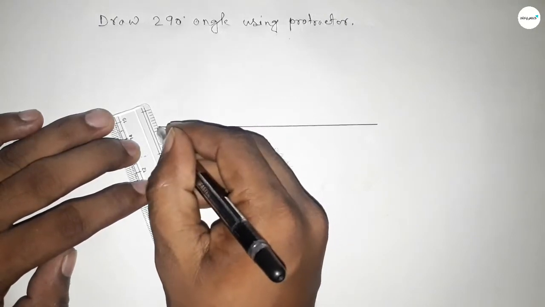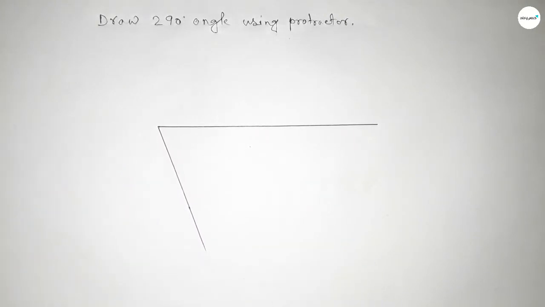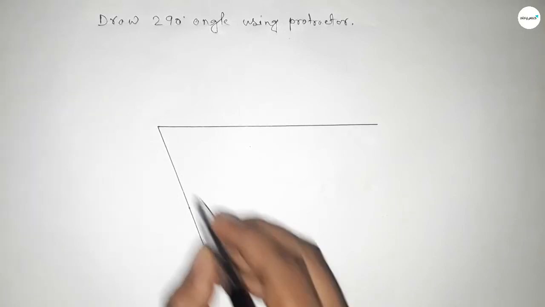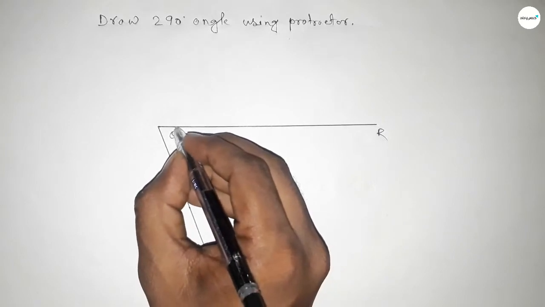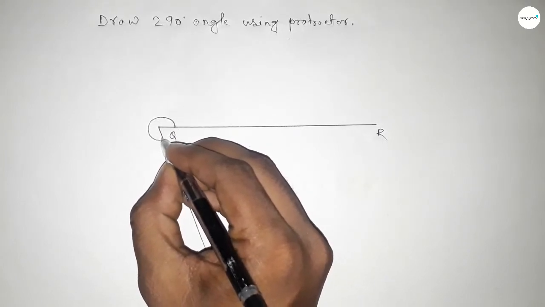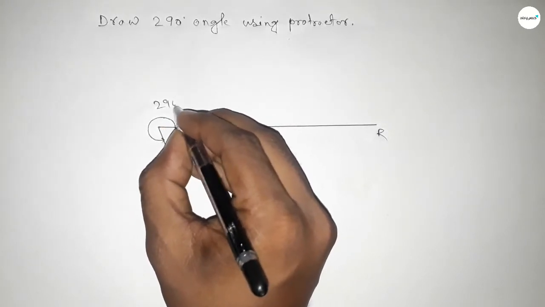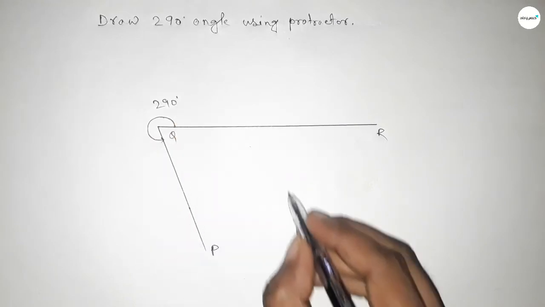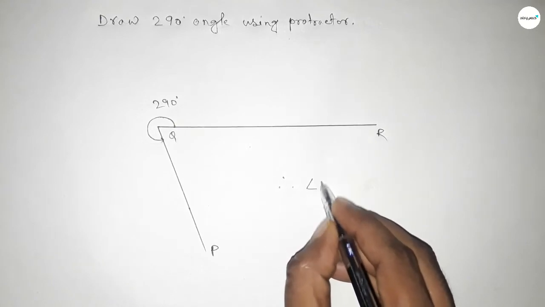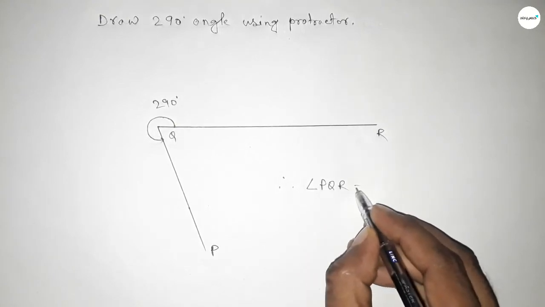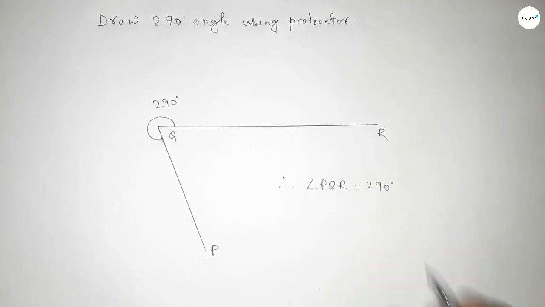Okay, so we got a 290-degree angle, and this is P, Q and R. So angle PQR. Okay, and this is a 290-degree angle. So therefore angle PQR is equal to, we can write, 290 degrees.